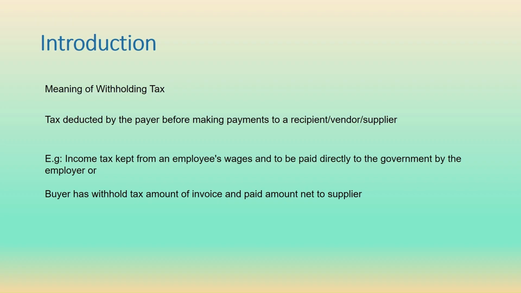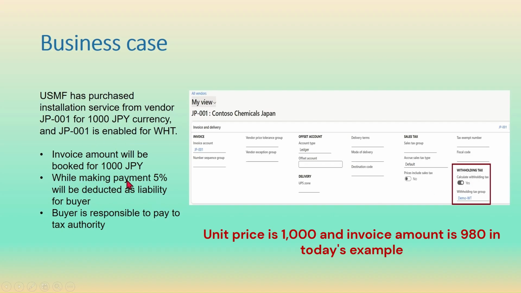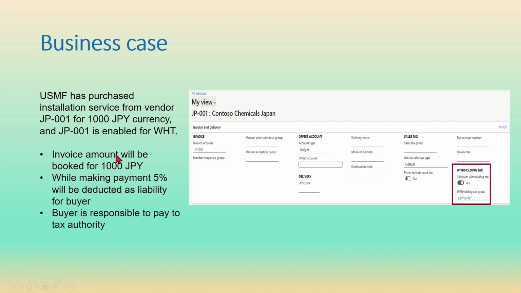So in our example, suppose USMF will purchase an installation service from the vendor, and the vendor is enabled for withholding tax. When you are making a payment to the vendor, you will withhold a percentage of the withholding tax on the invoice amount, and then you will make a net payment to the vendor. So let us proceed with the system.